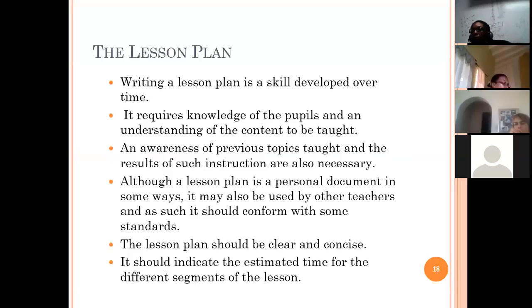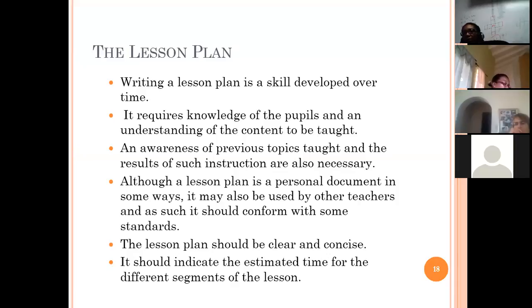Now, the lesson plan is, as I have said, a skill that is developed over time. And so I don't want you to feel pressured, but it is an important document. It does require knowledge of pupils and understanding of the content to be taught.